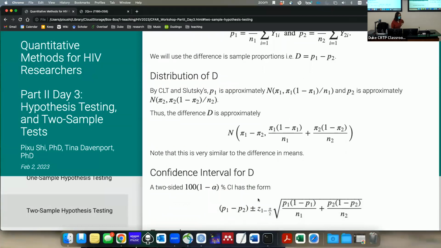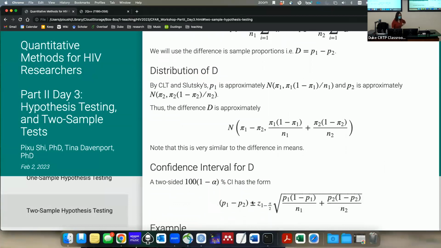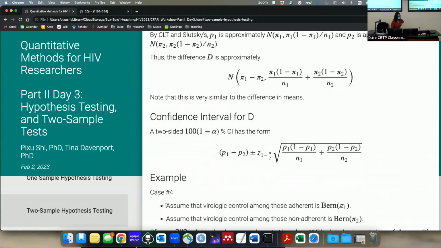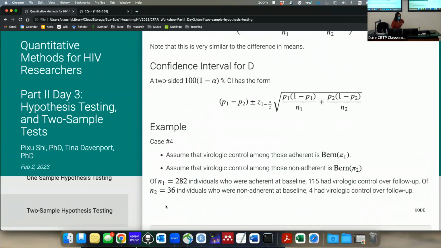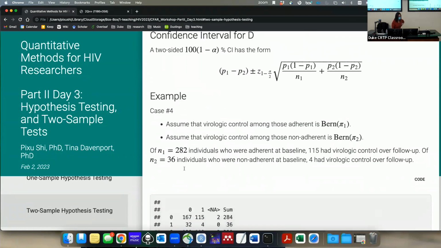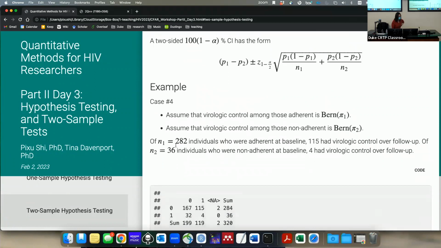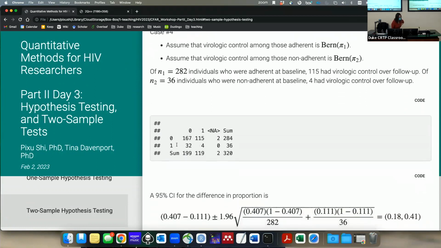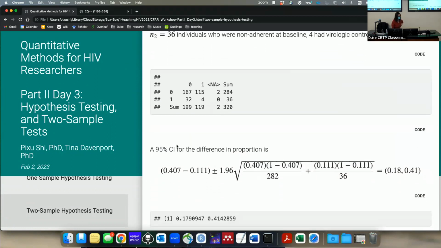When you see the z here in this confidence interval, your data is not normal, it's proportion, but you have a z that's from the normal distribution. That indicates you assume a large sample size. So if you have a small sample size, this test is not your friend. In this specific case, we actually have a very large sample size for both groups, I think. So it's still safe to use the normality approximation.